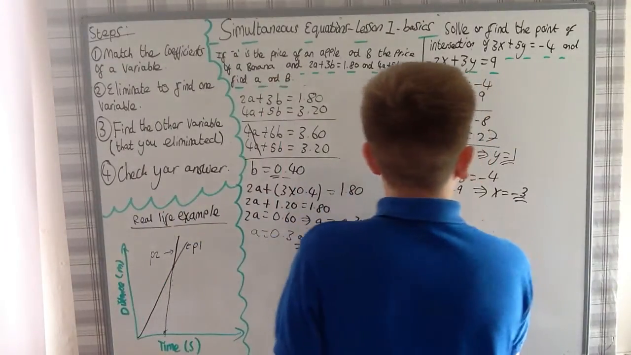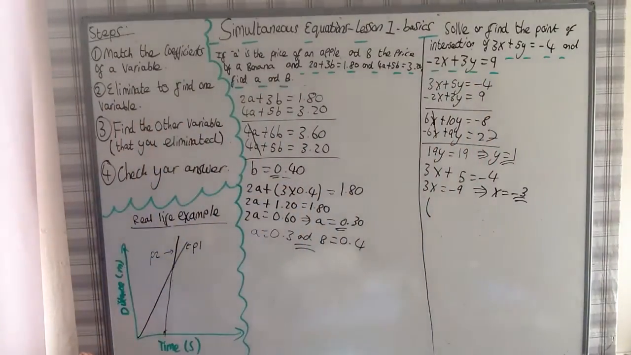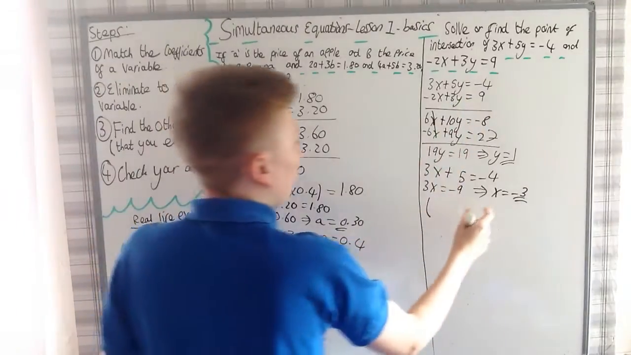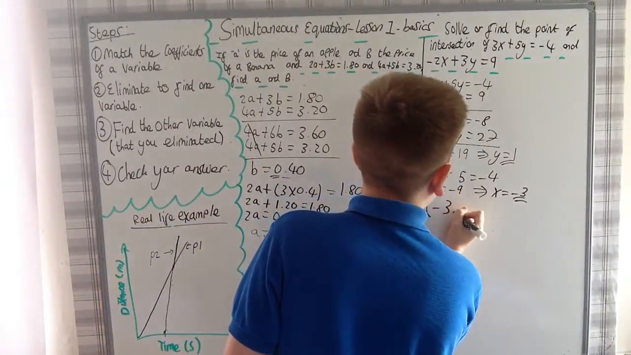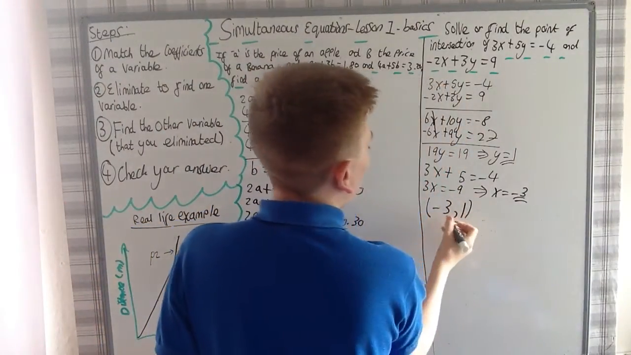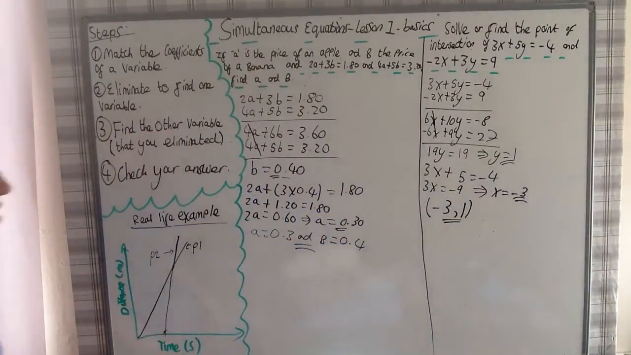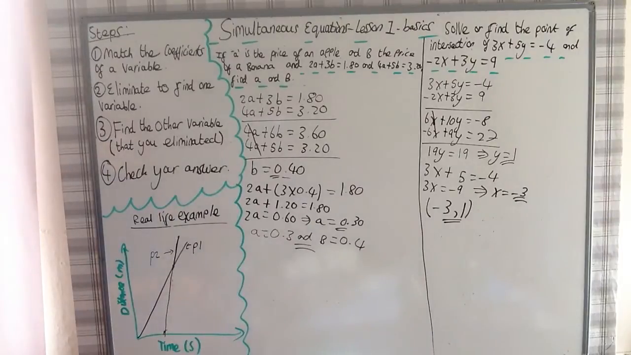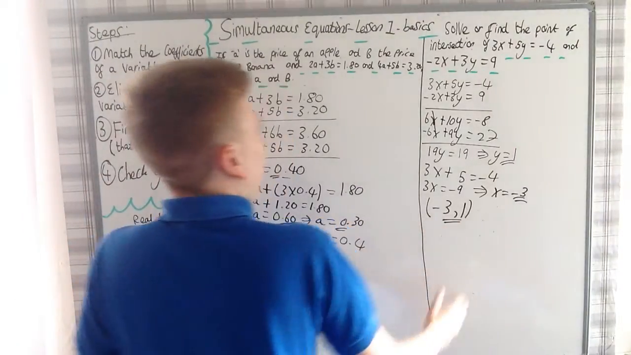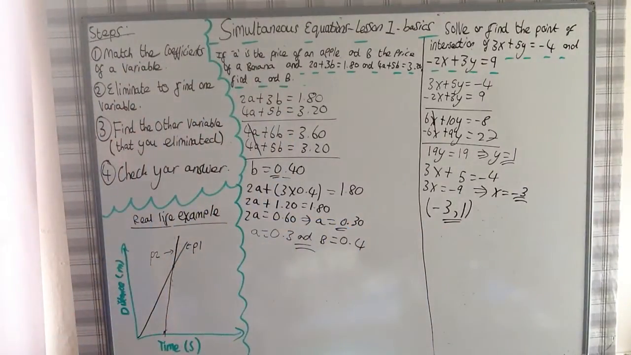Okay? So what if the question asked us to find the point of intersection? Then all we'd have to do is write this as minus 3, comma 1 as a coordinate. That's the point of intersection. Okay, so that's where the two graphs would meet. So there we go, that's simultaneous equations, that's the basics of it.